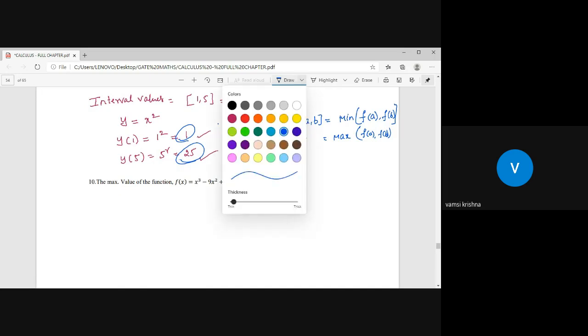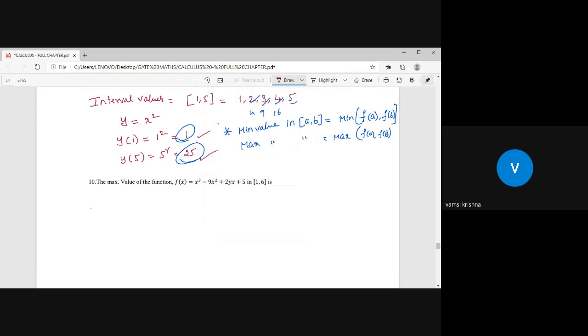In the same way, here one more question we have. The given f of x is equals to x cube minus 9x square plus 2y, no, this is 24. I will write the question correctly. F of x is equals to x cube minus 9x square plus 24x, single variable, plus 5. And the given interval is 1 comma 6, so you can substitute only 1 and 6.